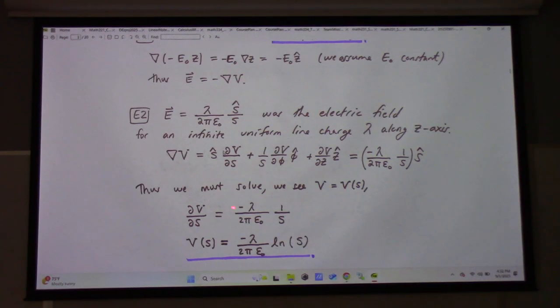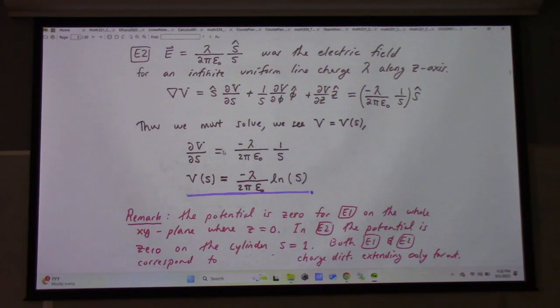So this does not enjoy voltage 0 very far away from the distribution. But that's not surprising because this distribution is an extended one, right? Like this is from an infinite line charge. So, you know, our happy-go-lucky make the voltage 0 at infinity stuff doesn't work for this example. So we're not surprised that it doesn't.